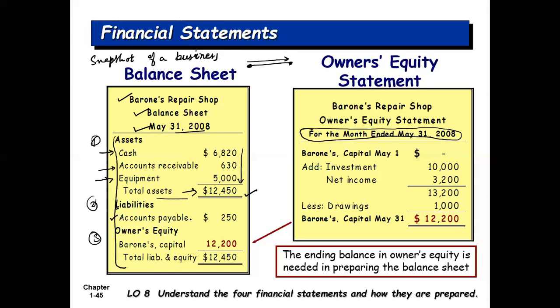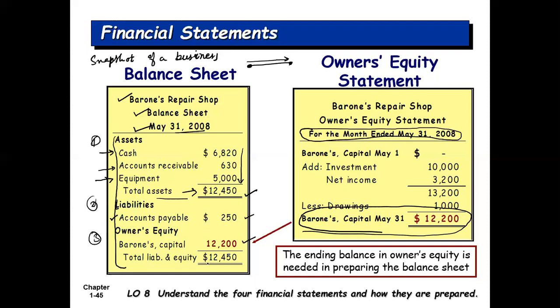So first we see that accounts payable is a liability of 250, and then we have balance capital. So why is this amount red? Because this amount came from the previous statement that we made in the previous slide. The amount was 12,200. Again, you can see the amount of equity is 12,200.